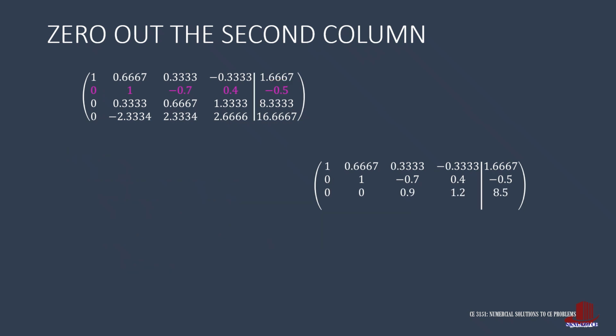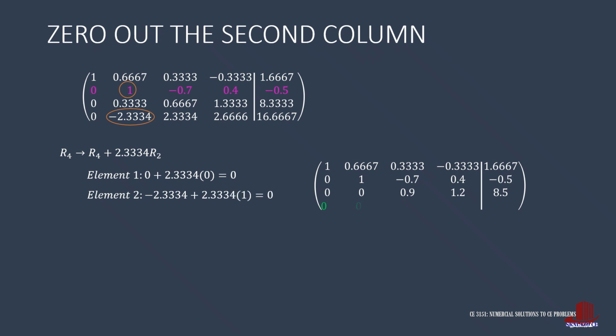For the fourth row, the operation is R4 plus 2 and a third of R2, starting with 0 plus 2 and a third of 0, which is still 0. Next is -2 and 1/3 plus 2 and 1/3 times 1, which is also 0. The third element is 2 and 1/3 plus 2 and 1/3 of -0.7, leaving positive 0.7.